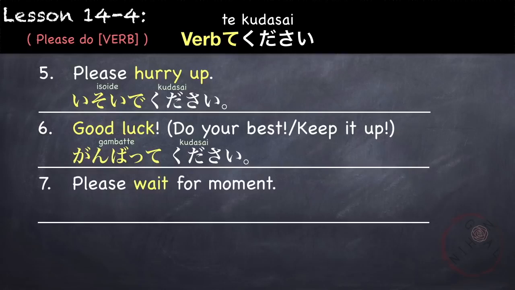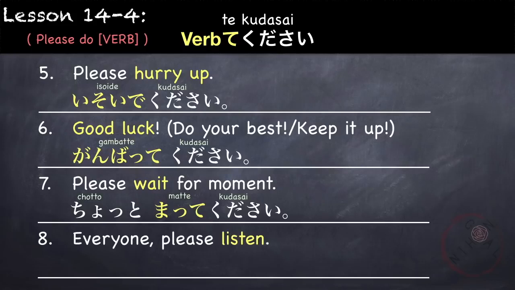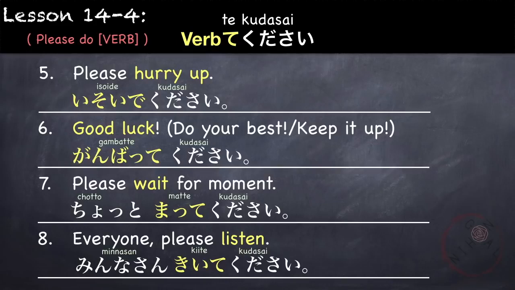Please wait for a moment. For a moment is chotto. Wait is machimasu or matte kudasai. Chotto matte kudasai. Everyone, please listen. Everyone is minasan. Listen is kikimasu. It becomes kiite followed by kudasai. Minasan kiite kudasai.